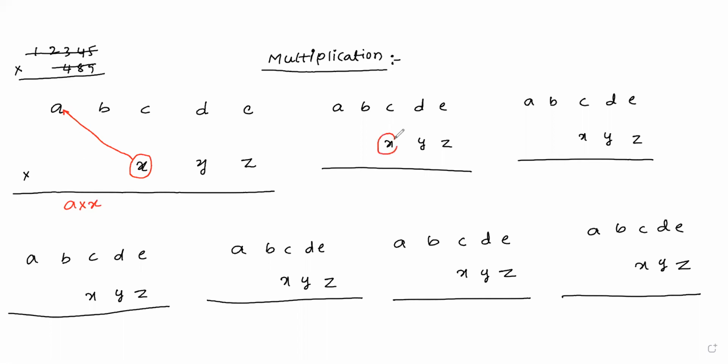Next, my selected digit, I am talking about X, is now moving to B. So it is leaving A one step, so we have to go forward one step, and these two will be multiplied. Now my X is moving to C. This is the first step.